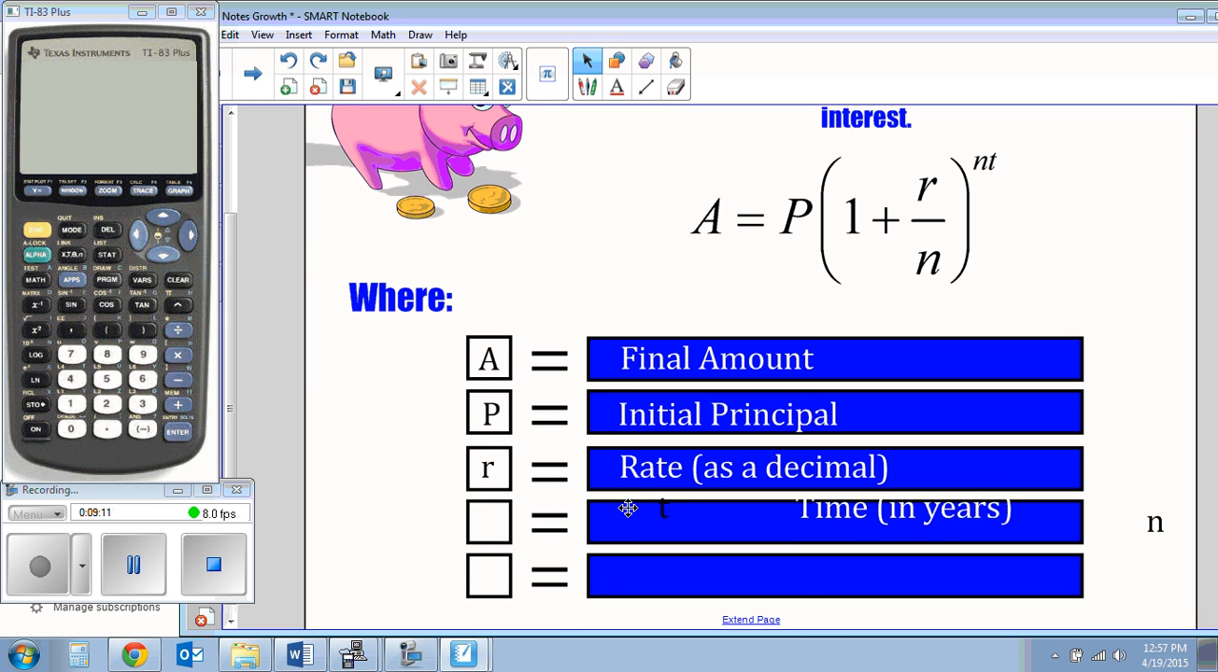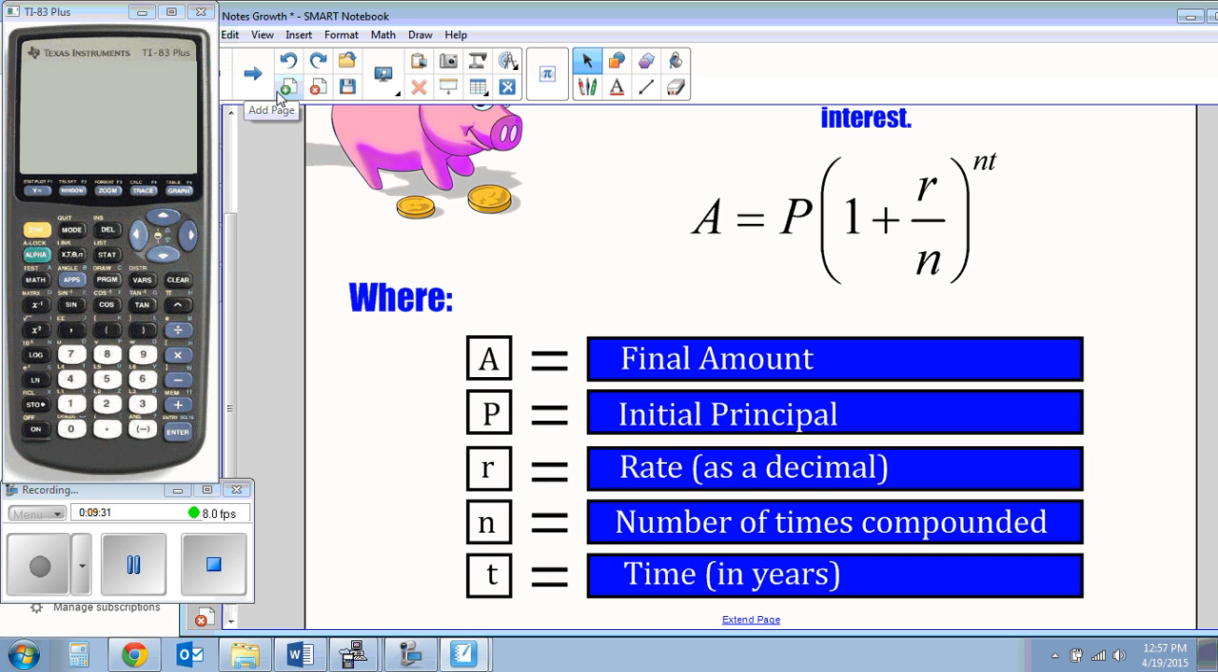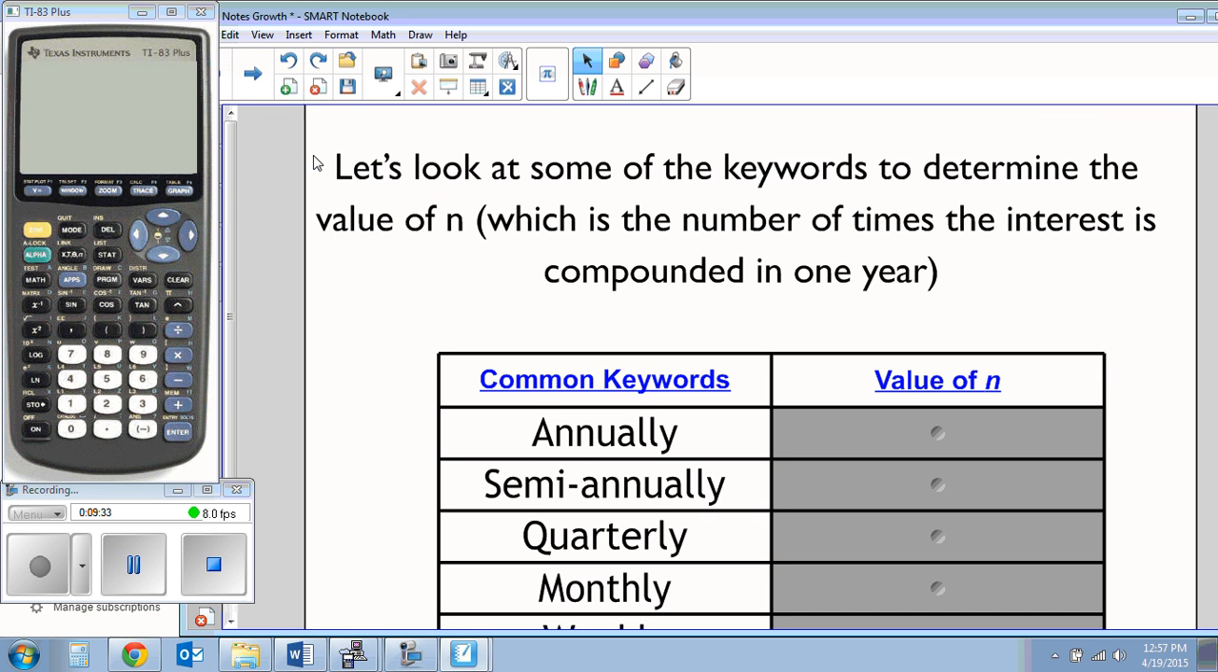T is still time, most of the time it's in years. N is the new thing, which is the number of times something is compounded. And that depends on what it is, and we're going to talk about that on the next page. So our equation is A equals P times (1 plus R over N) to the NT power. And again, it's plus, so it's going to be a form of exponential growth, which is why we taught these two things together. And we need to look at some of the keywords to determine what our N value is.